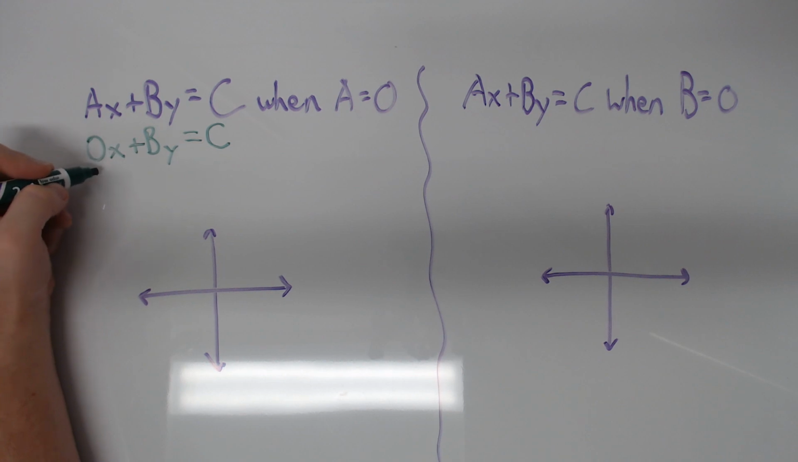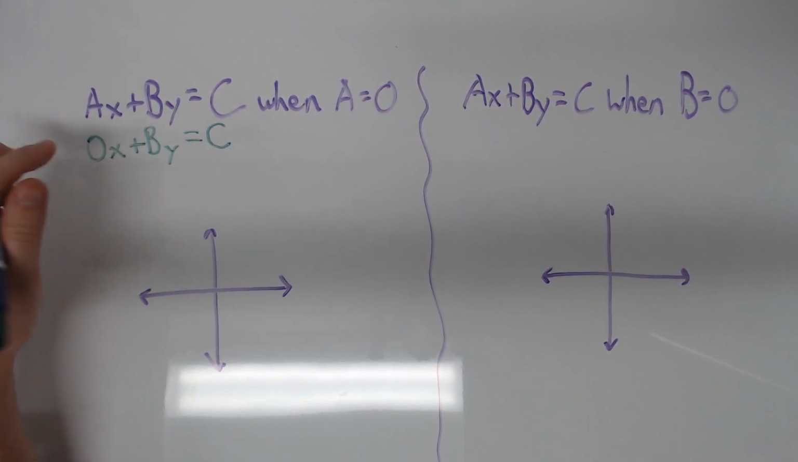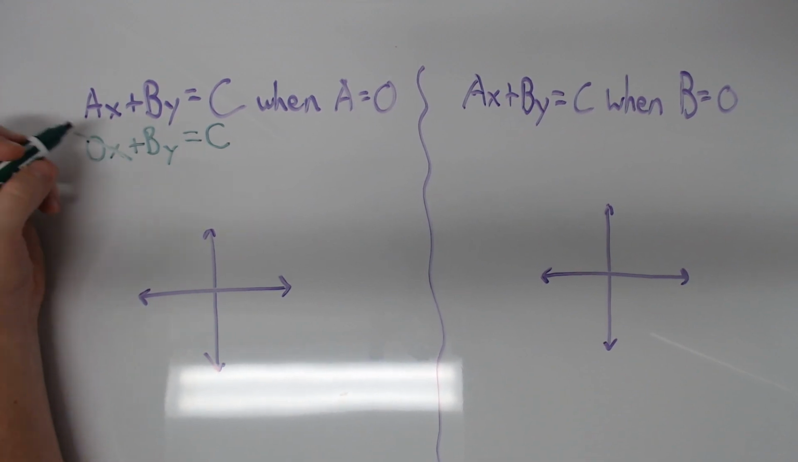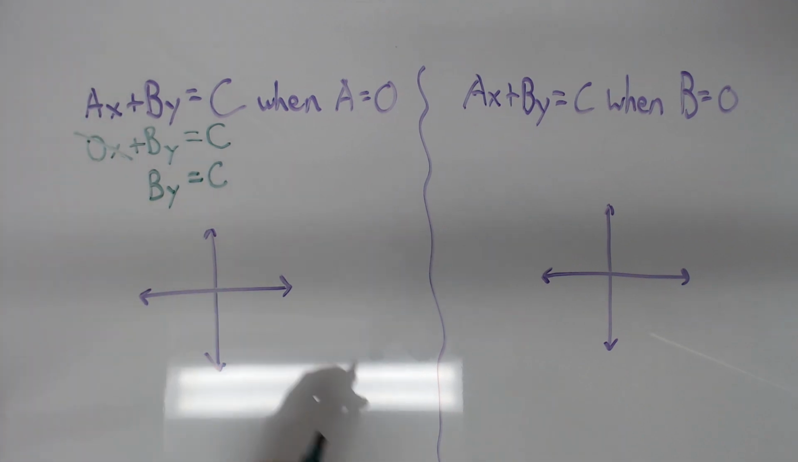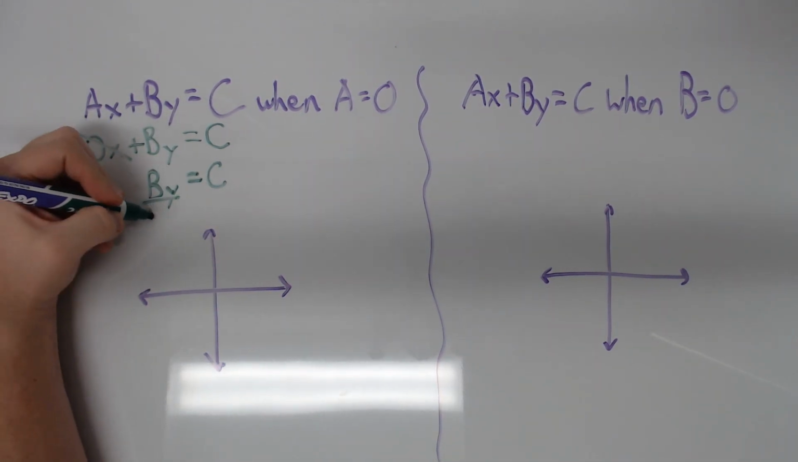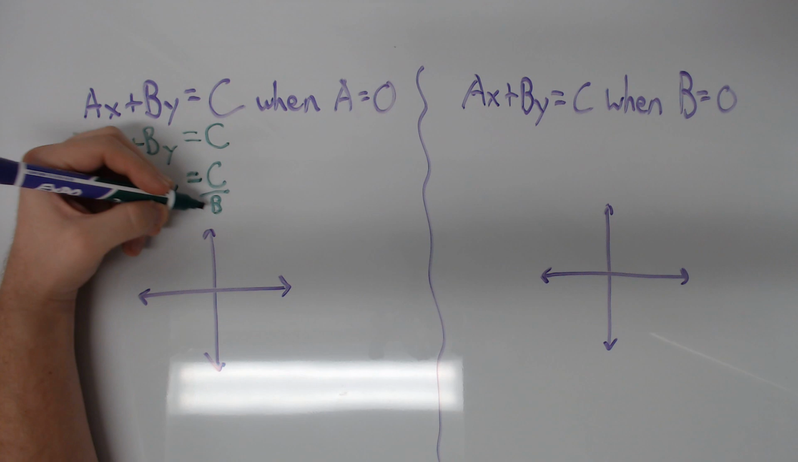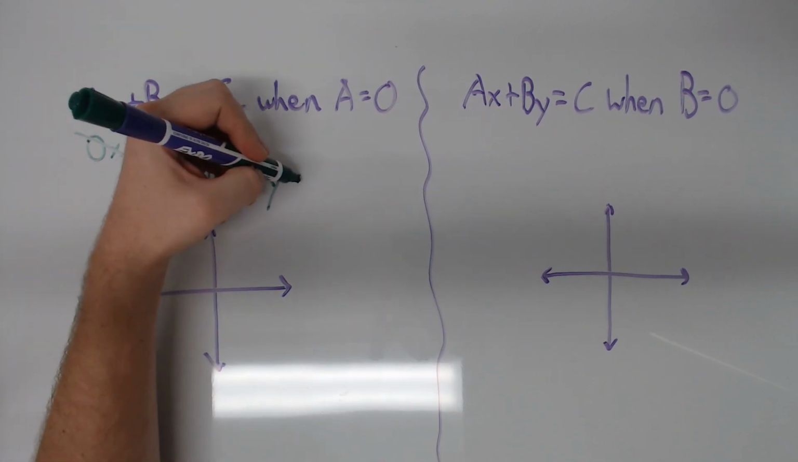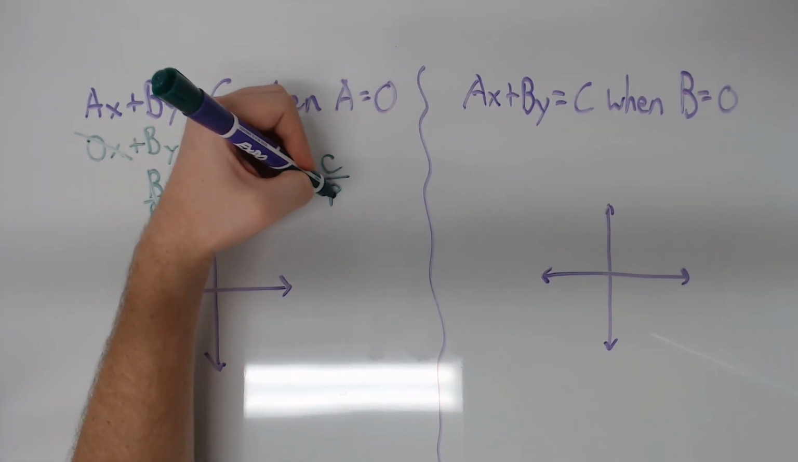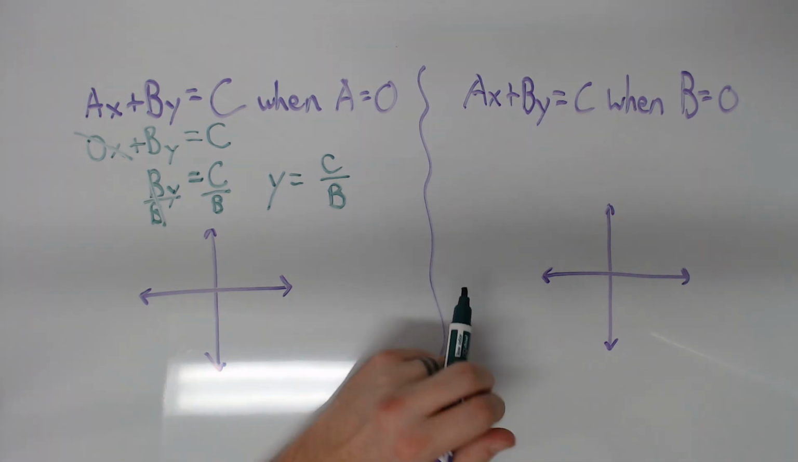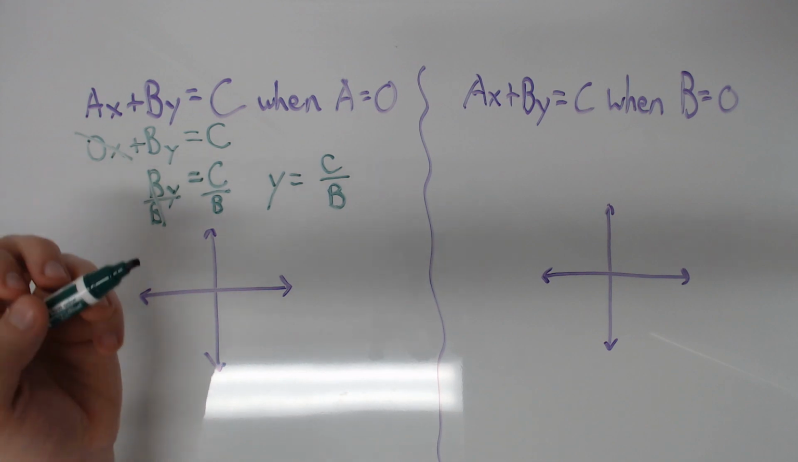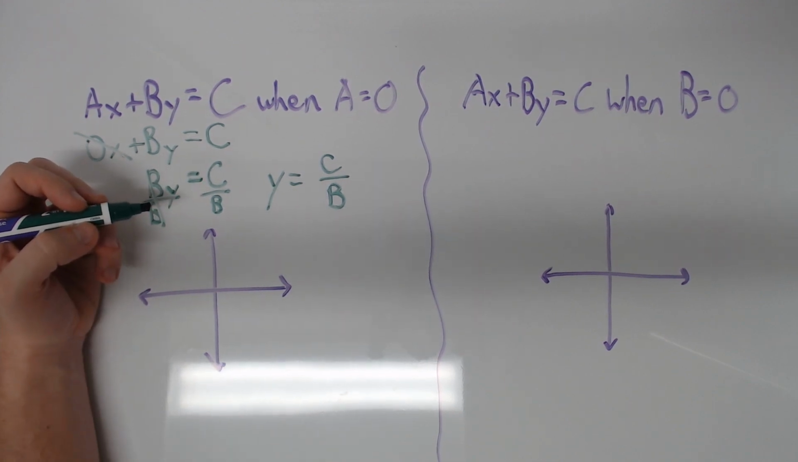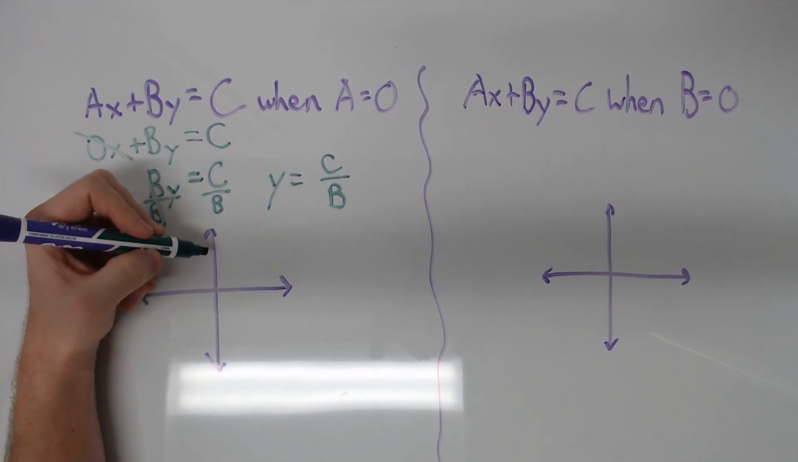0 times x is just going to be 0. 0 plus anything, well, that just doesn't change. The 0x may as well not be there. So you end up with by equals c. We would divide by b. We would just end up with y equals some number. C is going to be a number, b is going to be a number. Those divided might be a fraction, but I think for a lot of our problems, they're going to be a whole number.